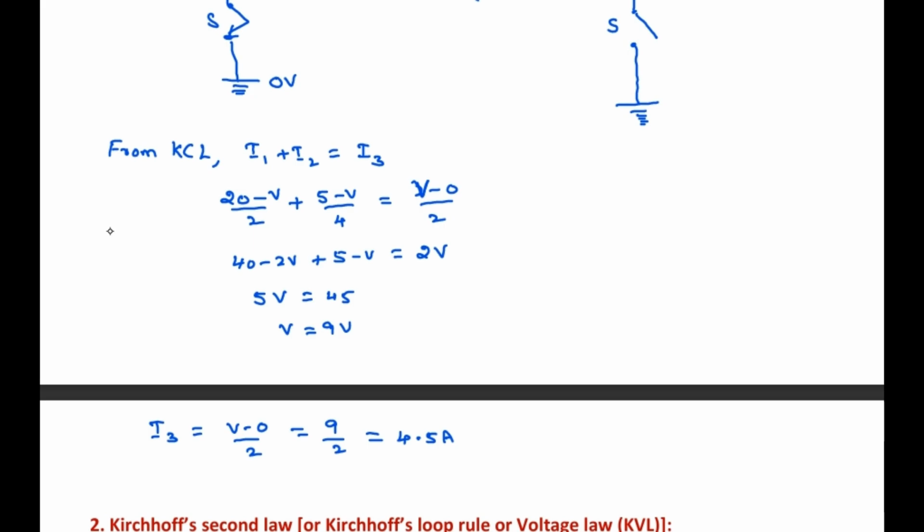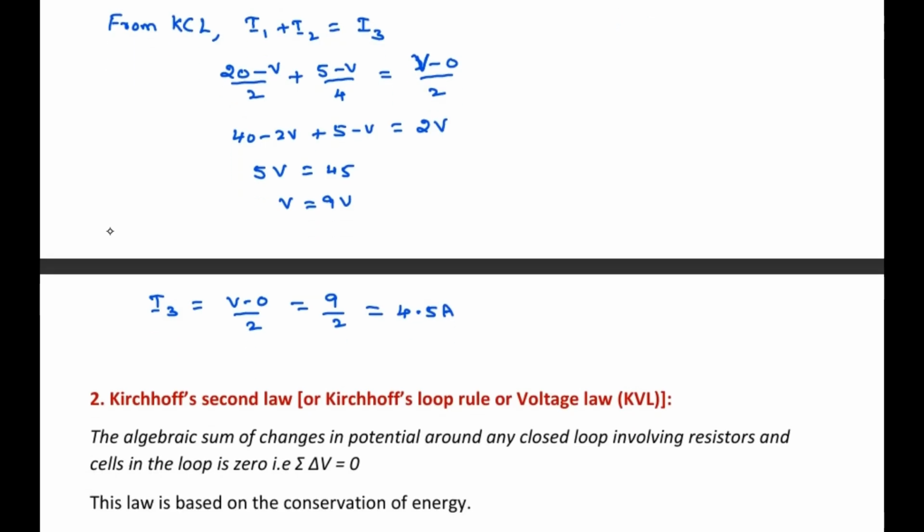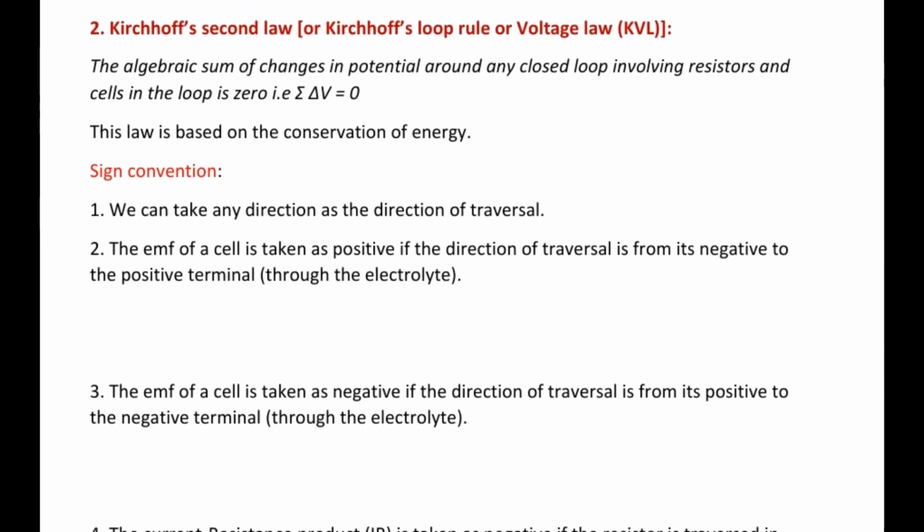It is one of the illustrations based on Kirchhoff's first rule. Coming to Kirchhoff's second rule. What Kirchhoff's second rule says, it says about the loop, it will say about the voltage. That's why Kirchhoff's second law is also called Kirchhoff's loop rule, or it is also called voltage law, Kirchhoff's voltage law, KVL. How can we define this? The algebraic sum of the changes in potential around any closed loop involving resistors and cells in the loop is 0. Mathematically, we can write summation of delta V is equal to 0. And this law is based on conservation of energy.